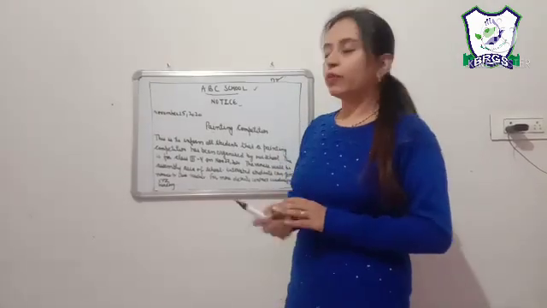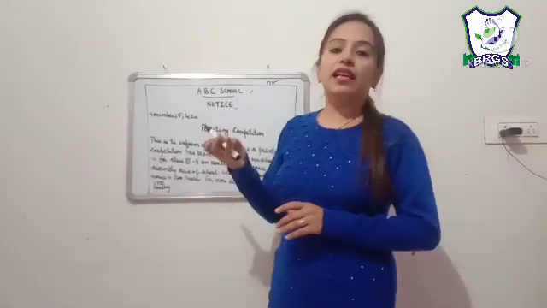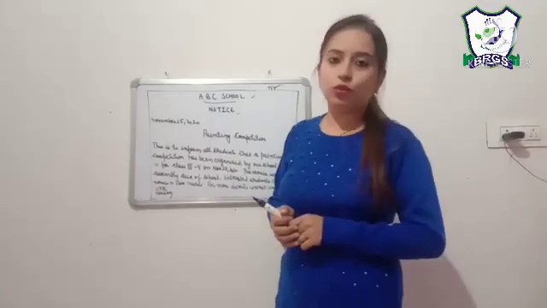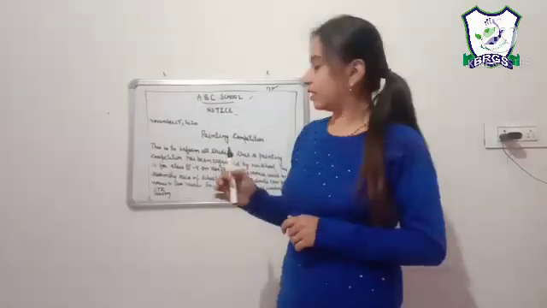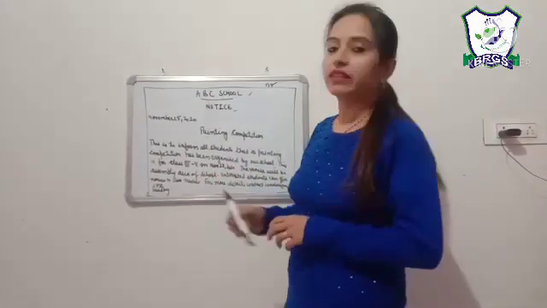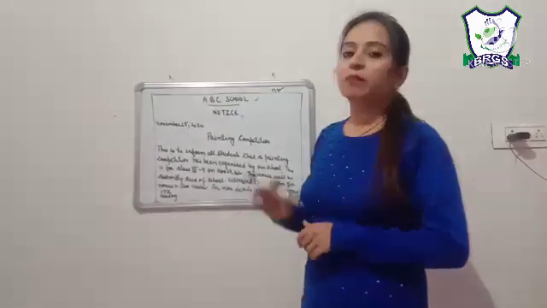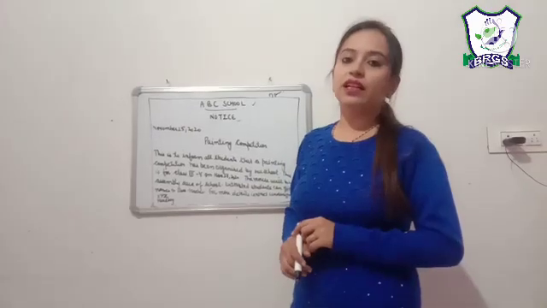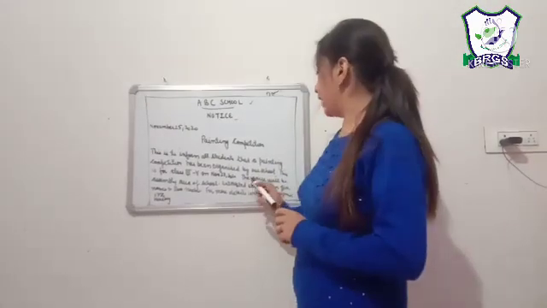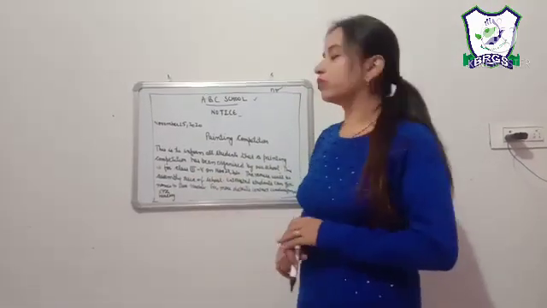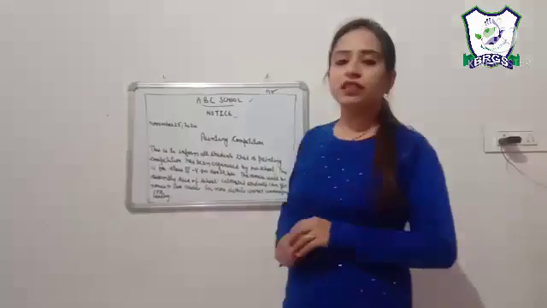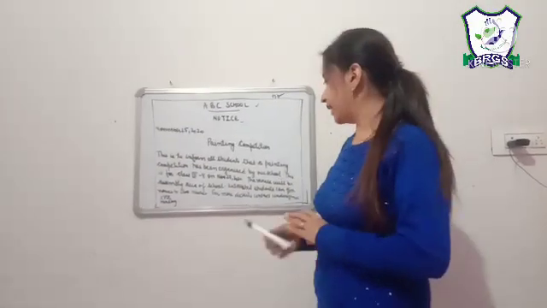Then the points that you will cover are whom this notice is addressing, then you will cover the date, and next you will cover the venue. Venue means the place where the event is happening. The venue will be the assembly area of the school. For this painting competition, the venue will be the assembly area.